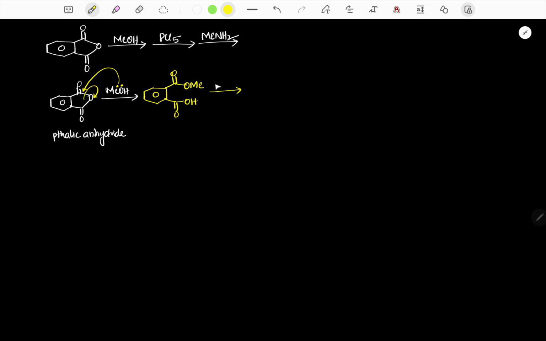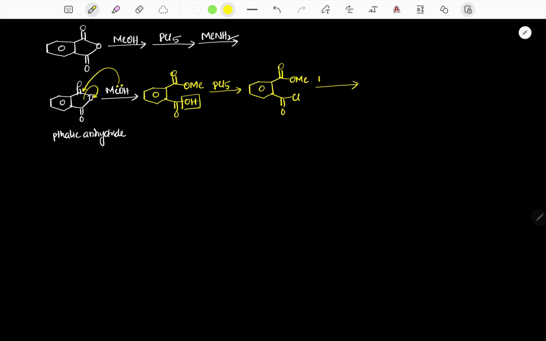Now it is treated with PCl5. We know that a carboxylic acid reacts with PCl5, and the OH group is replaced by Cl. So the corresponding product is COCl. So it has two functional groups. One is carbonyl chloride, one is carboxylic ester.